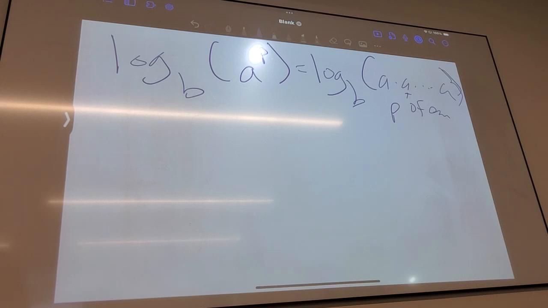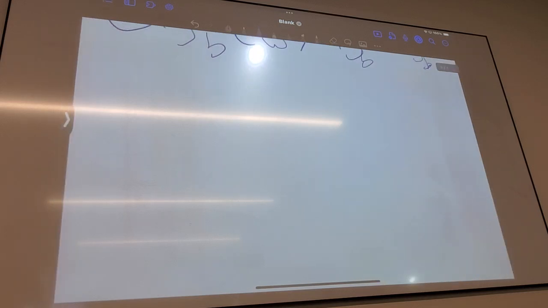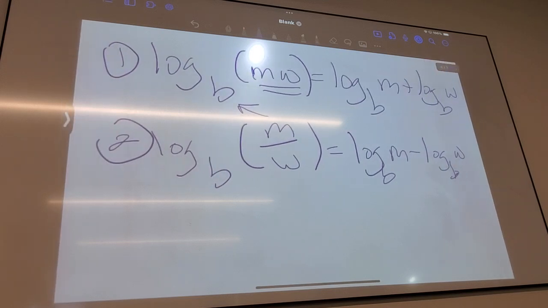When I have the log of a product, what did we just say I can rewrite that as? What's log base b of m times w? It's log base b of m plus log base b of w. So let's start it off. Log base b of a times a times a times a is log base b of a plus log base b of a, and so on. So what's log base b of m squared? It's log base b of m times m, which would be log base b of m plus log base b of m.